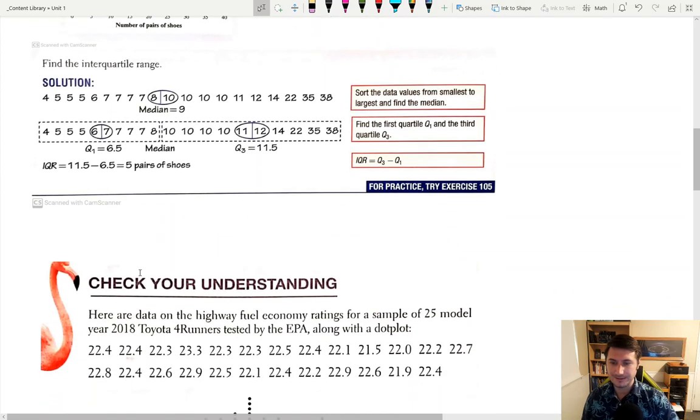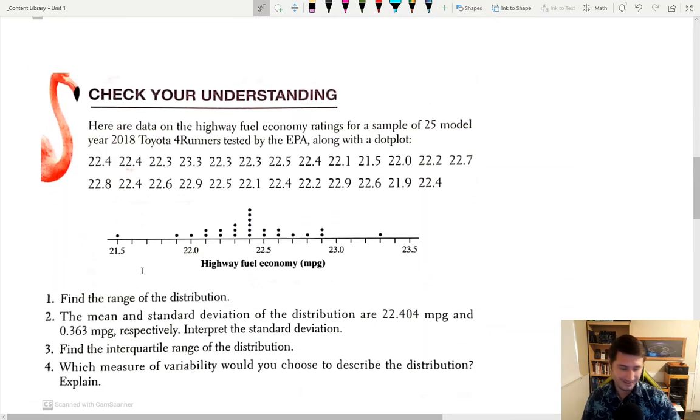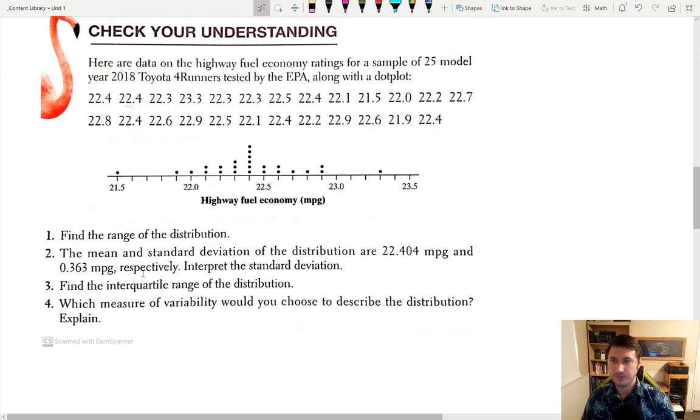Okay, all right. Let's try one that isn't already done for us and actually do the work. So here are the data on the highway fuel economy ratings for a sample of 25 model year 2018 Toyota 4Runners tested by the EPA, along with a dot plot. So here's the data. Sadly, it's not organized. Here's our dot plot of that data. You can see, hopefully, the shape is roughly symmetric. I'm seeing some possible outliers on the left and the right.